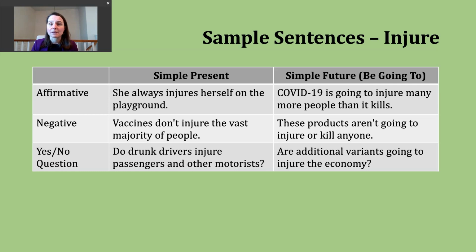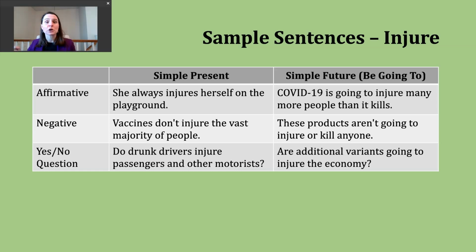Here's another example sentence. Vaccines don't injure the vast majority of people. We know there's a lot of misinformation out there about vaccines. It's made some people scared to get them, but there is an abundance of research that they are not causing harm or damage.